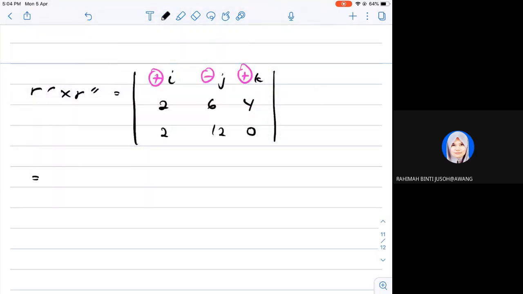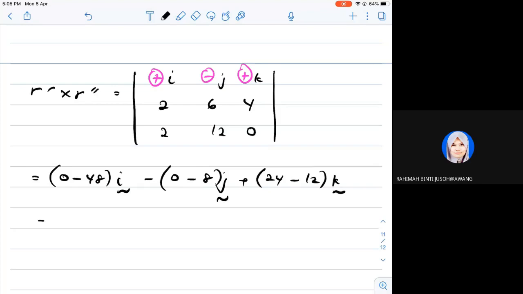Just at your fingertips. Close the first column, lepas tu you ada apa ni? 6 kali 0, tolak 12 kali 4, 48I. Minus, close the second column, so 2 times 0 also 0, minus 2 times 4 is 8. So J tambah 2 kali 12, 24, tolak 6 kali 2, 12 lah. Okay, so we will have negative 48 I plus 8J plus 12K, macam tu.